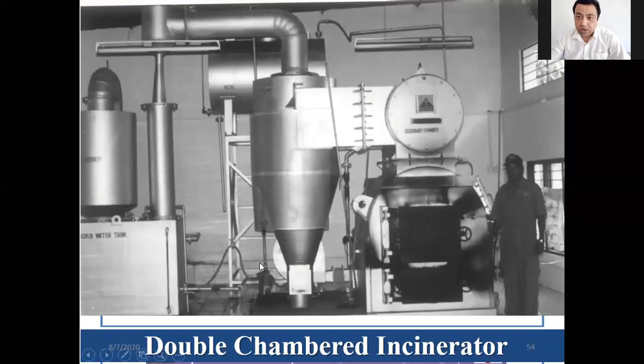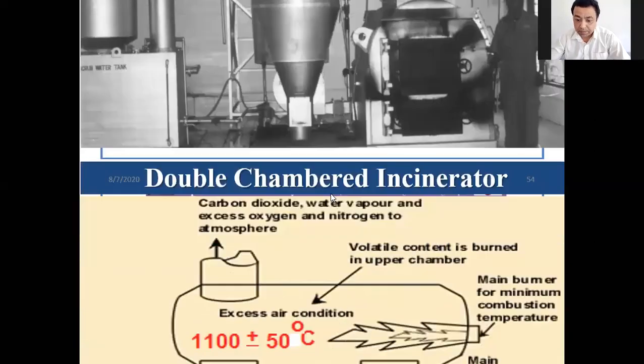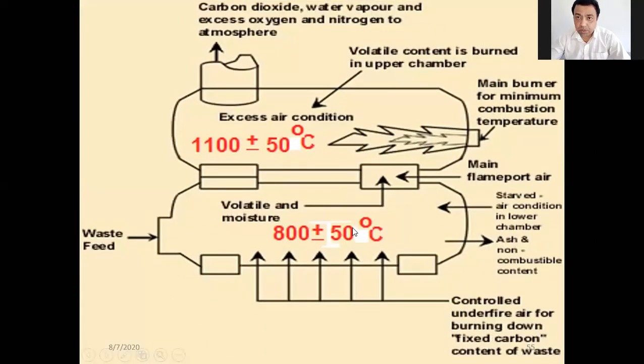So this is the incinerator. This is the chamber where we collect waste, and after closing the chamber, we need to maintain the temperature. So it's more than 1000. Then all the process takes place in this chamber. So this is the process of double chamber incineration.